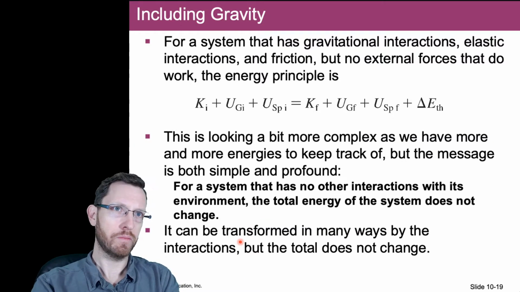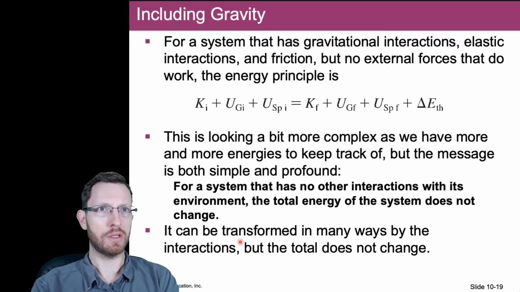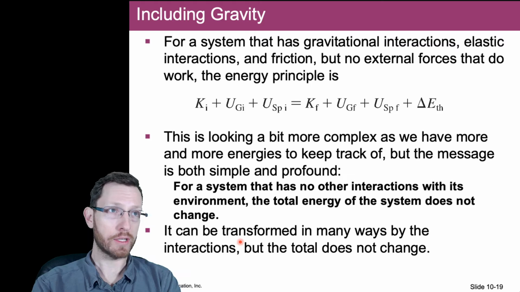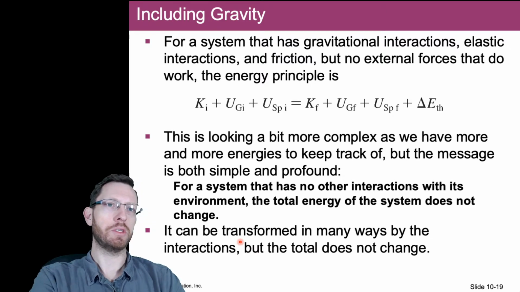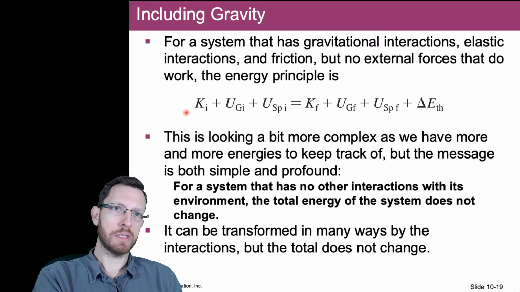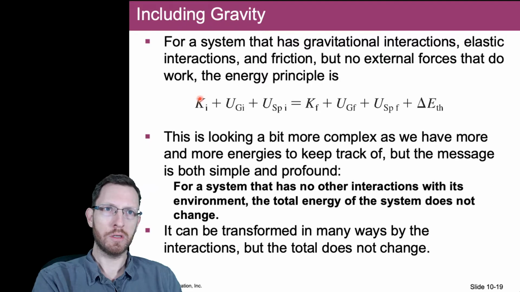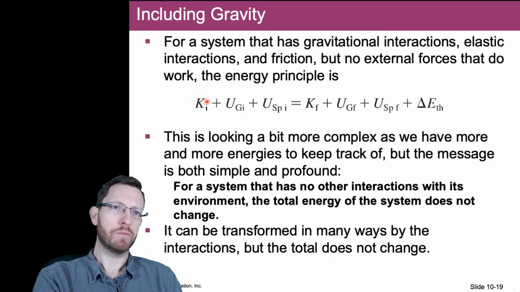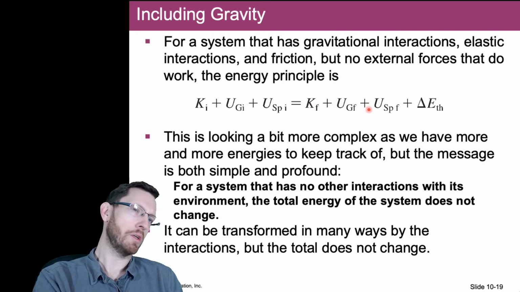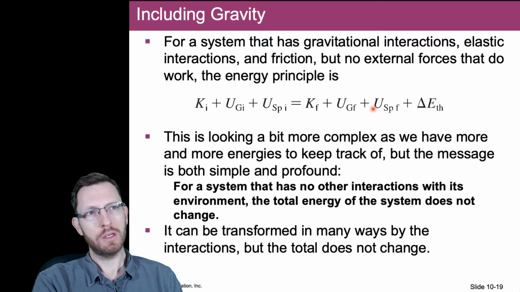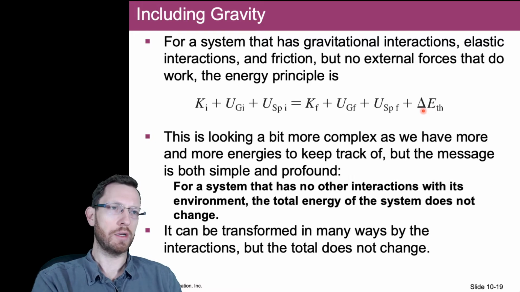So if I have a system now that has gravitational interactions, elastic interactions, and friction, but no external forces, I can write down my energy principle that says that if I look at the initial condition for my system, say I have a system that is being influenced by gravity and there's also a spring that could be stretched and it has some initial motion, I can calculate all of these potential energy components and kinetic energy, and those have to be equal to the final mechanical energy pieces, kinetic energy plus gravitational potential energy plus this elastic potential energy, plus, right, the difference would have to come from any frictional forces that generate changes in thermal energy.